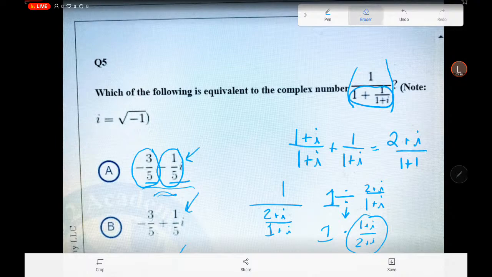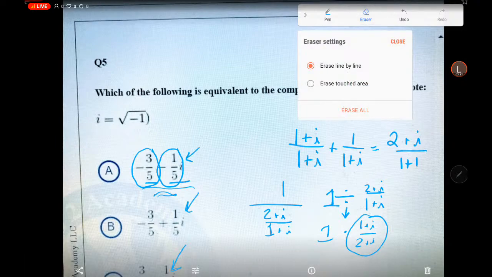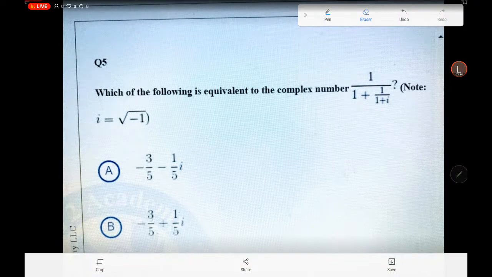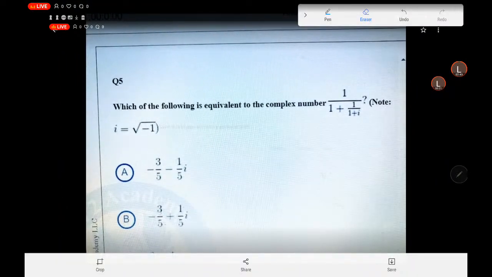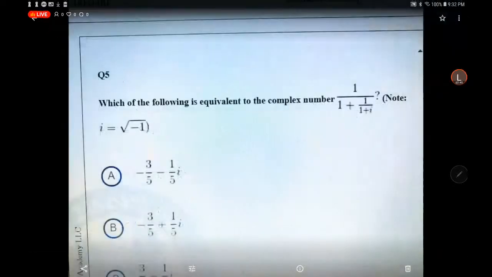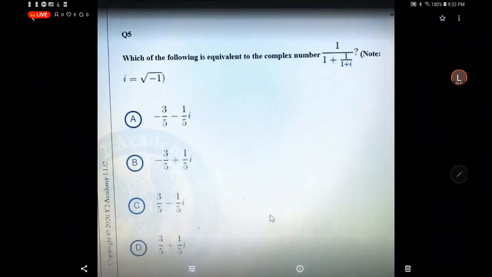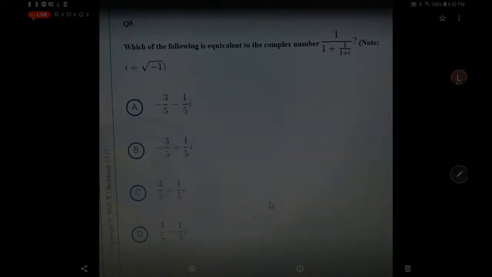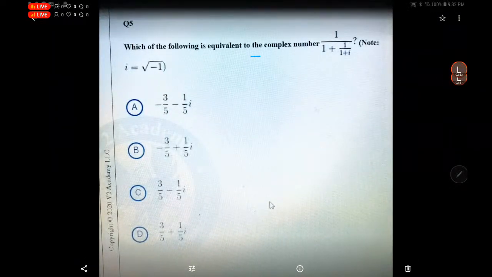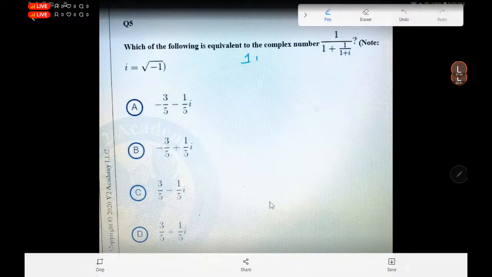So let me start over. Let me erase all this, and we'll start with 1 plus i over 2 plus i. Let me show all the choices here. Okay, so we simplified that to be 1 plus i over 2 plus i. Now we have a more normal type of problem. We want to simplify that.